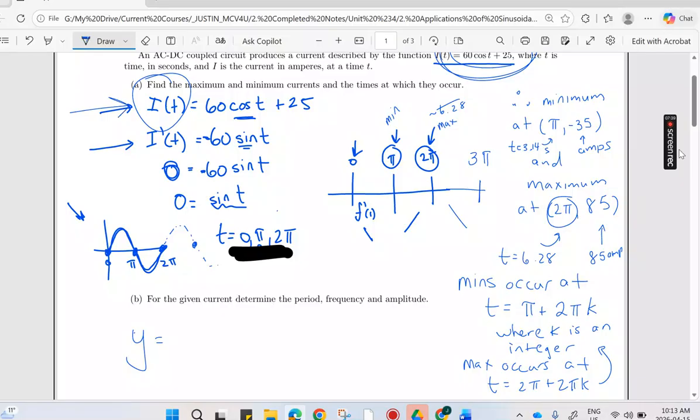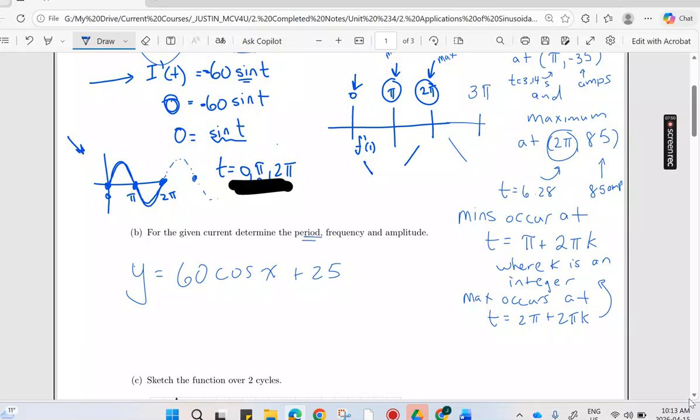I'm going to rewrite this function using y and x's to make it more familiar. So y equals 60 cos x plus 25. Well, we have to determine the period. So the period is 2 pi divided by k. What's our k value? Again, this is from advanced functions.